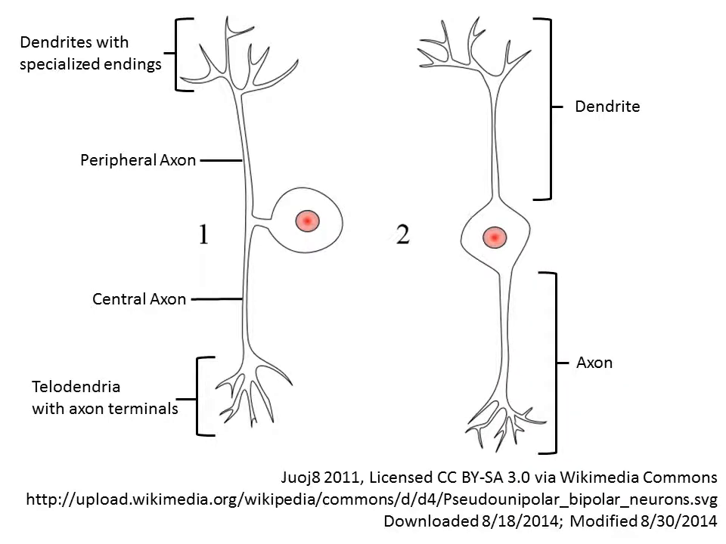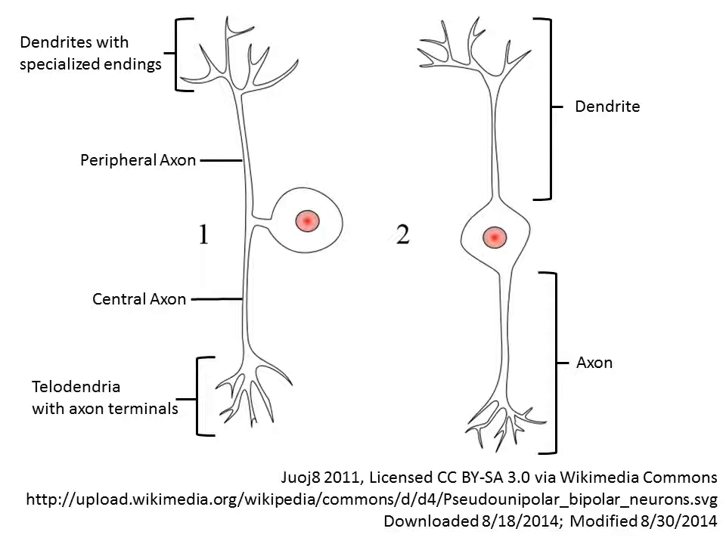Here we see these two different types of cells. Number 1 is a pseudo-unipolar cell. It looks like there's just a single appendage coming out of that cell body, and then that appendage splits in two, when actually they were separate and then they fused together by the cell body.